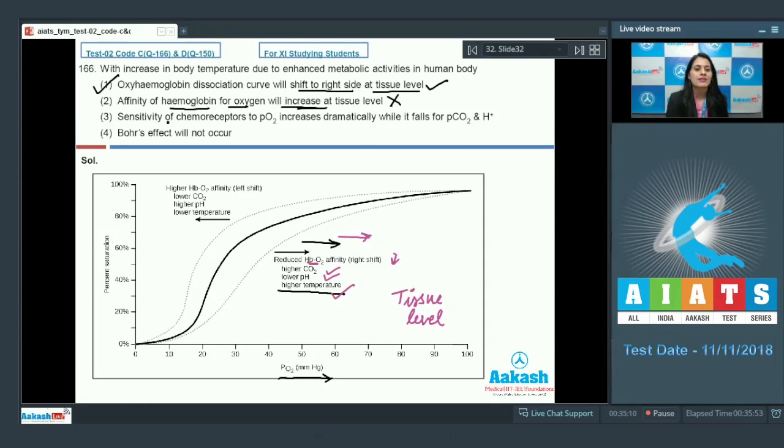The third option is sensitivity of chemoreceptors to PO2 increases dramatically while it falls for PCO2 and hydrogen ions. And this is an incorrect option because sensitivity of chemoreceptors increases dramatically when there is increase in PCO2 or hydrogen ion concentrations. The fourth option given is Bohr effect will not occur, and this is an incorrect option because Bohr effect occurs at tissue level. So the correct answer for this question is option number 1. Let's proceed to our next question.